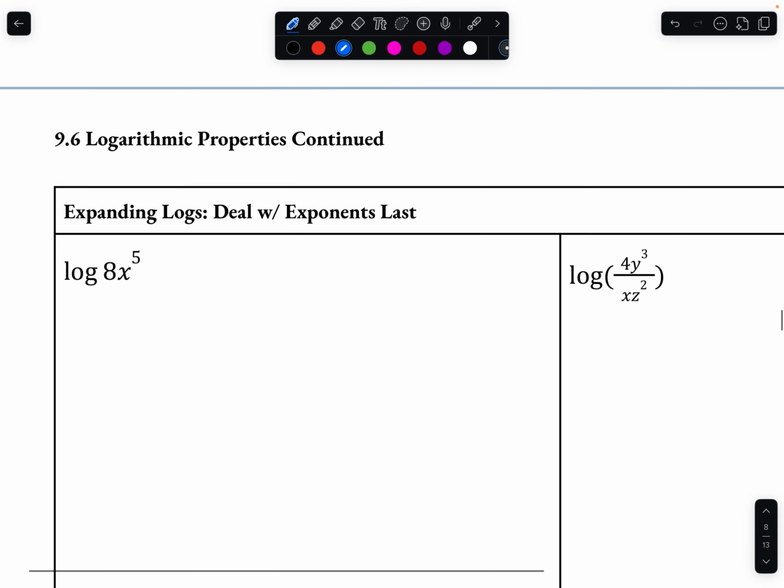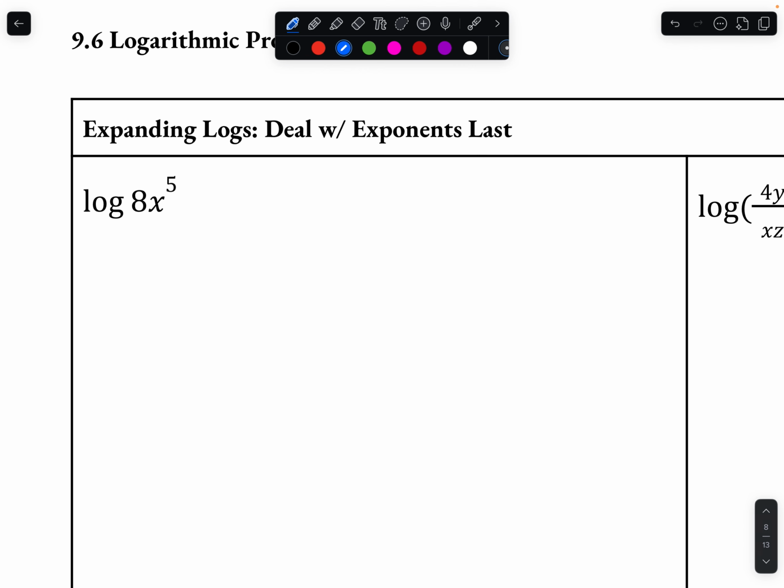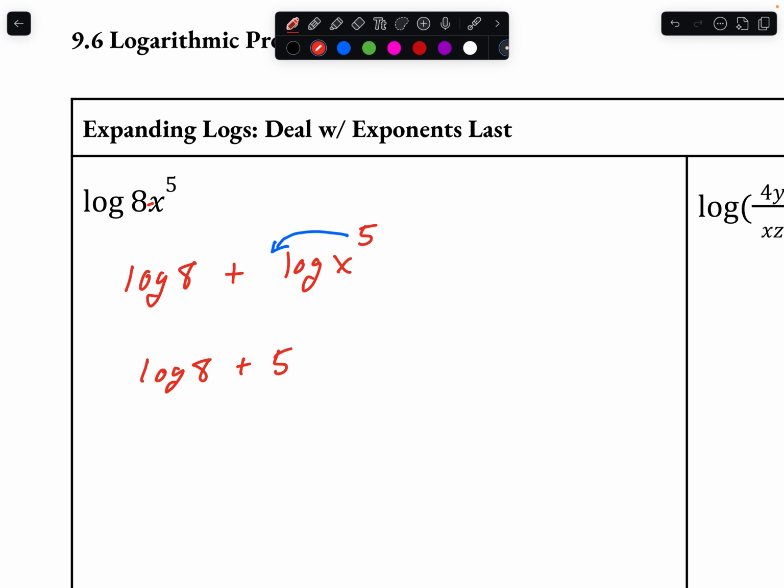Next thing, expanding exponents, okay? So we deal with the exponents last in this particular case. Now what I'm recognizing here is I've got log of 8 times x to the 5th, so let's separate that. So I've got log of 8 plus log of x raised to the 5th power. And now I can drag this exponent down to the front. So I'm going to say log base b of 8 plus 5 log of x.